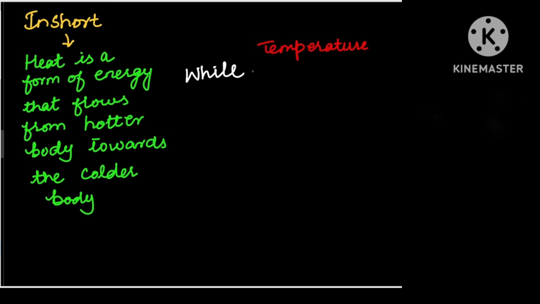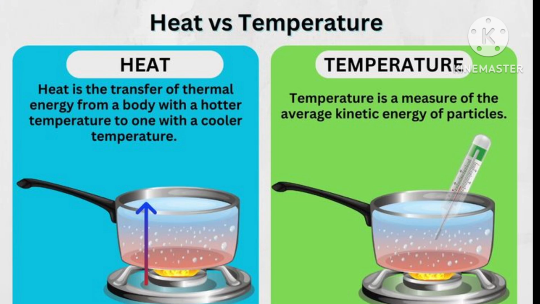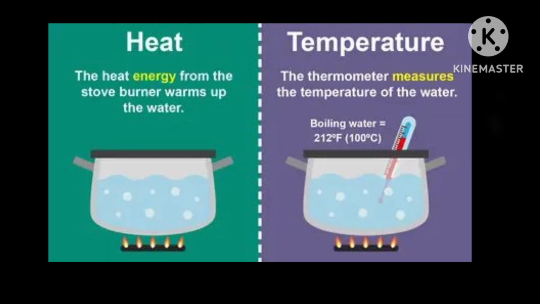For example, imagine you have a cup of boiling tea and a bucket of warm water. The tea has higher temperature, but the bucket contains more heat because it has a much greater amount of water.